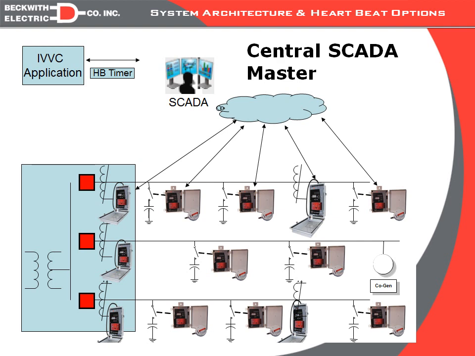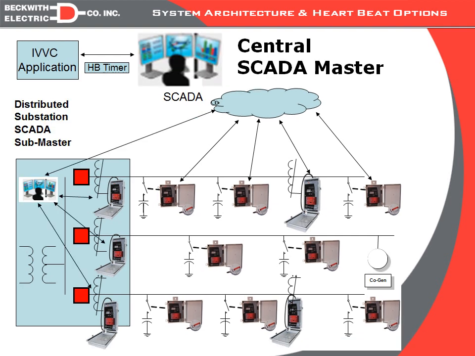So in this mode, we would again select the direct heartbeat, and we would have the IVVC application actually be the one to generate the command to send the new heartbeat timer to each individual control. So it would generate a command to the SCADA system, which would pass it down to the control. If the control did not receive a new heartbeat timer, it would know that the IVVC application was not running, even though we are communicating, and it would therefore go into local automatic mode.